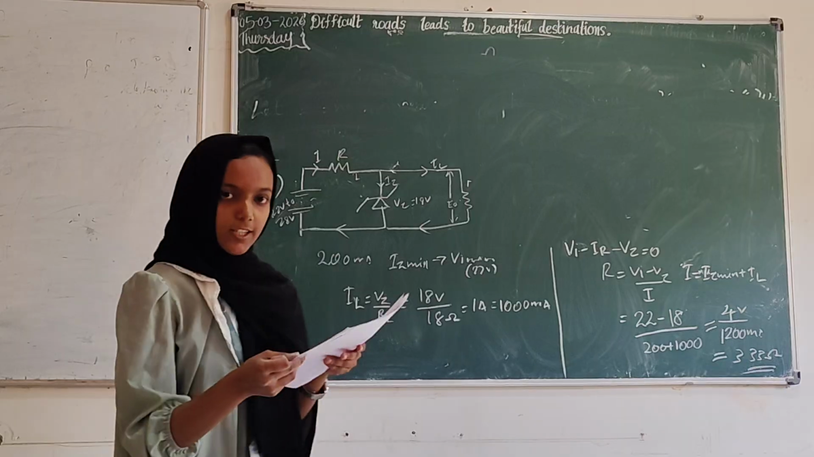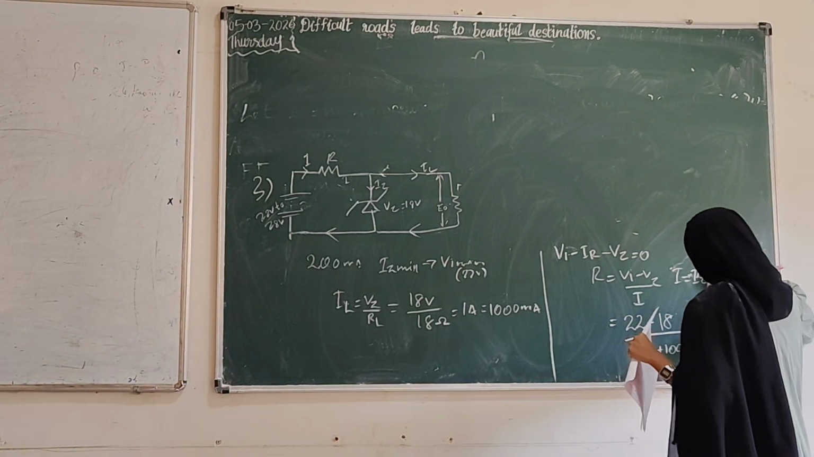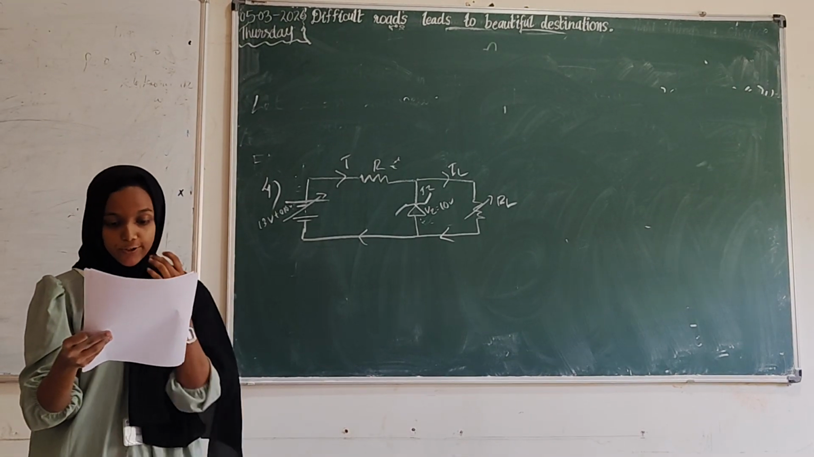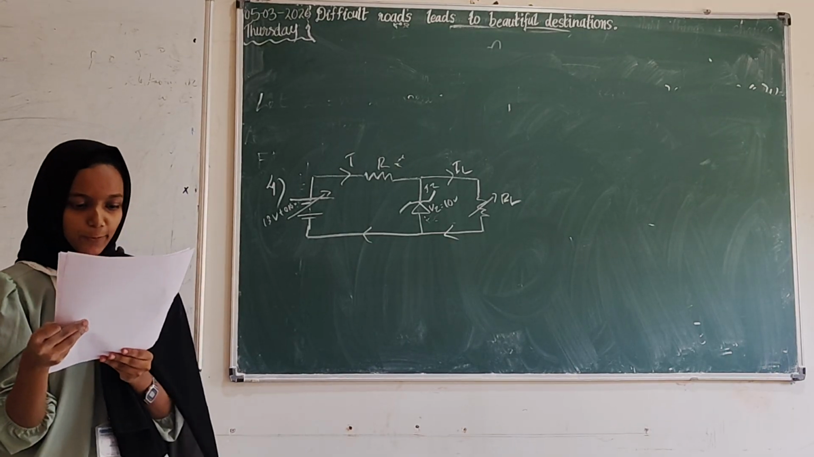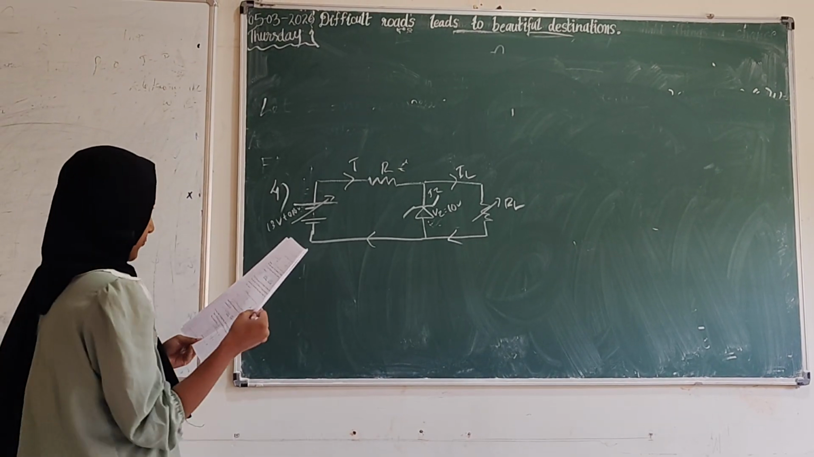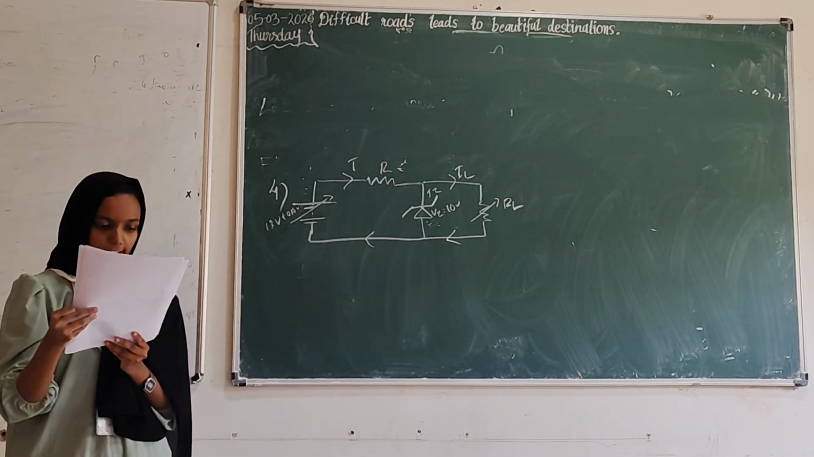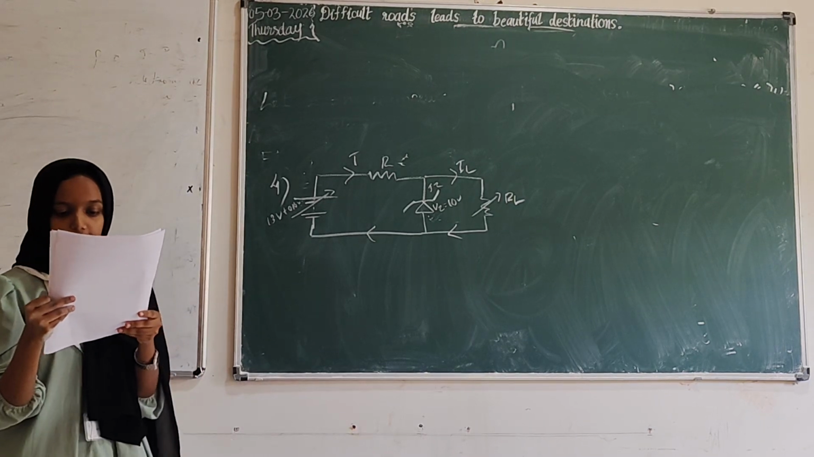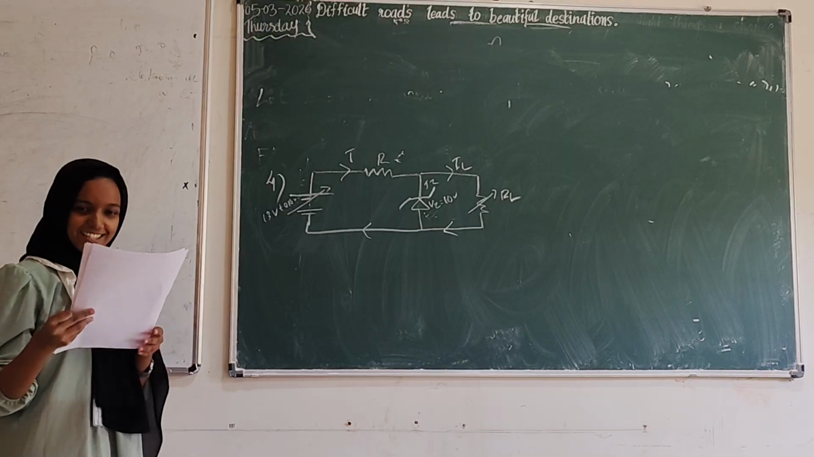What's the third question? If a 10 volt zener diode is used to regulate the voltage across a variable load resistor, the input voltage varies between 13 volts and 16 volts. The load current varies between 10 milliampere and 85 milliampere. The minimum zener current is 15 milliampere. Calculate the value of series resistance R.